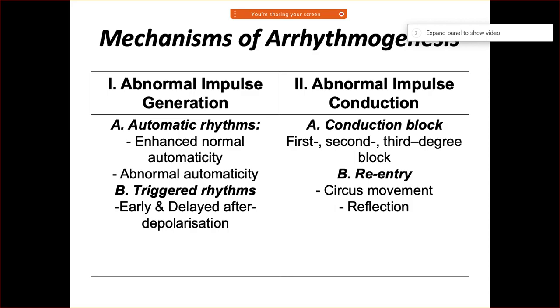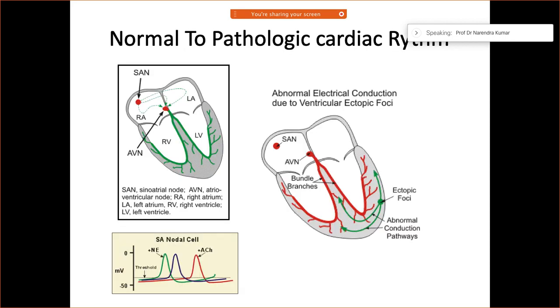Similarly, there may be problems with the abnormal impulse conduction. If there is a block in the impulse conduction, it could be in the form of the first degree, second degree, or the third degree block, or even through the re-entry. And we all are aware the arrhythmias may originate, for example, in the atria, the SA node, or even the AV node. On the basis of that, you can further classify them into the supraventricular arrhythmias or even the ventricular arrhythmias as well. In fact, ventricular arrhythmias can be quite lethal as well.